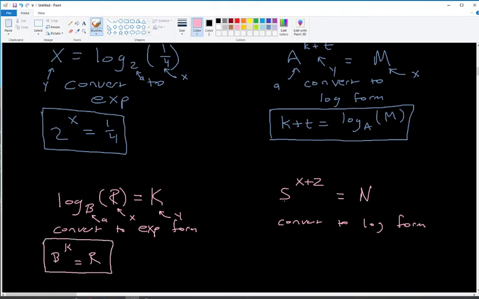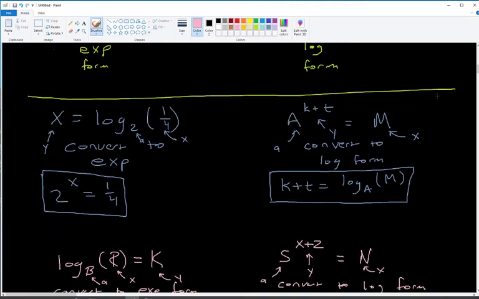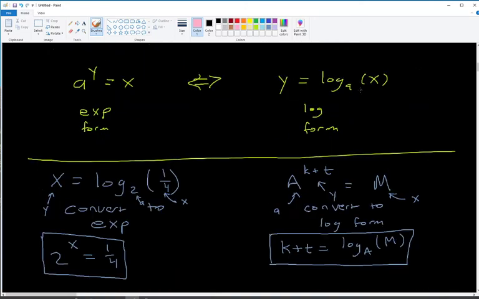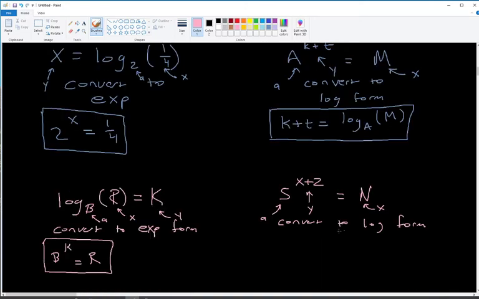And then on this side, we have a to the y equals x. So a is acting as the s, y is x plus 2, and then x is the n. So when we convert that over to logarithmic form, it's y equals log base a of x. So y, which is x plus 2, equals log base a, which is s, of x, which is really n.